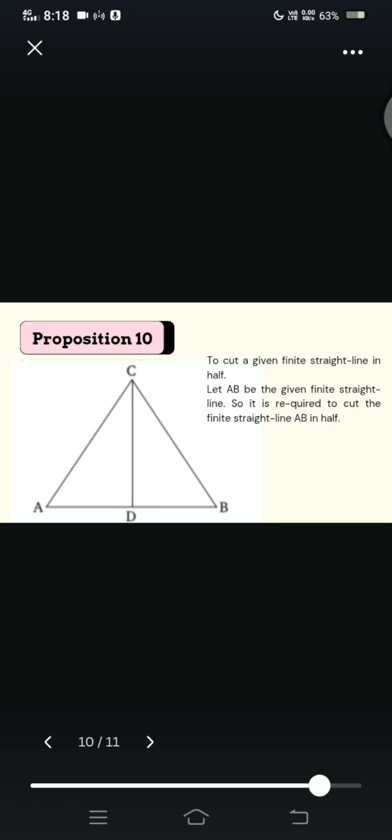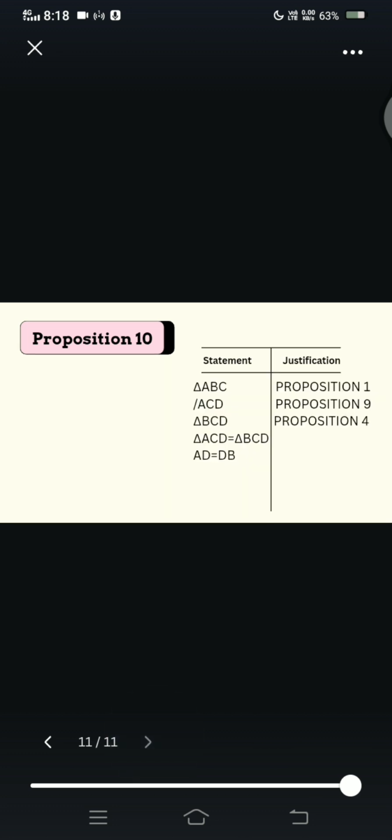So now let's proceed to our last proposition that I will present, proposition 10. To cut a given finite straight line in half, let AB be the given finite straight line, so it is required to cut the finite straight line AB in half. So supposed to be we have our line AB, and that line AB is our finite straight line. So according to proposition 1, we can make an equilateral triangle from our finite straight line.